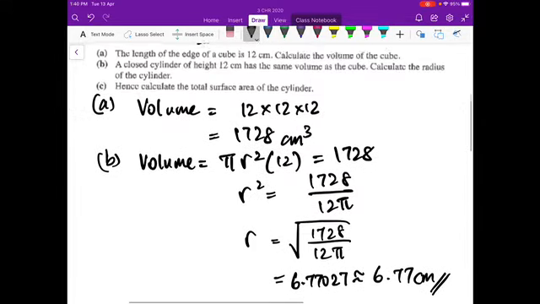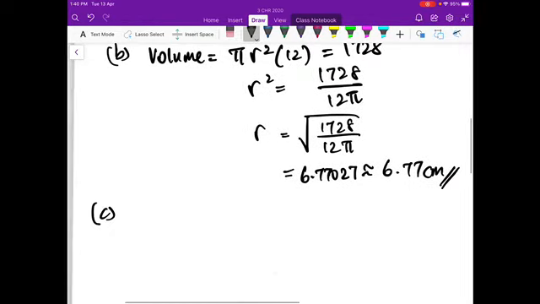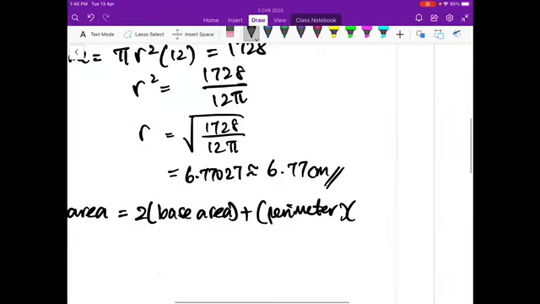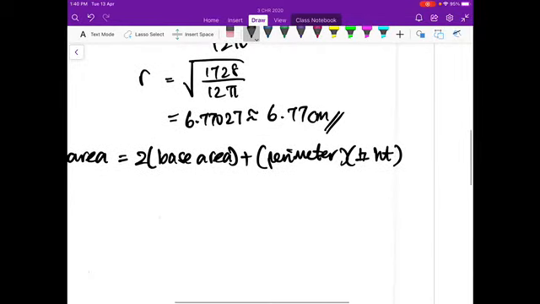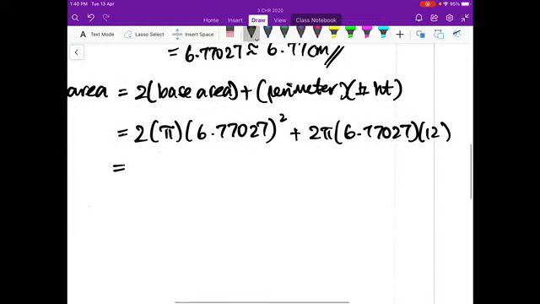Now part C, calculate the surface area of the cylinder. Surface area is 2 times the base area plus perimeter times the perpendicular height. 2 times pi r squared plus 2 pi r times the height. Okay, answer.